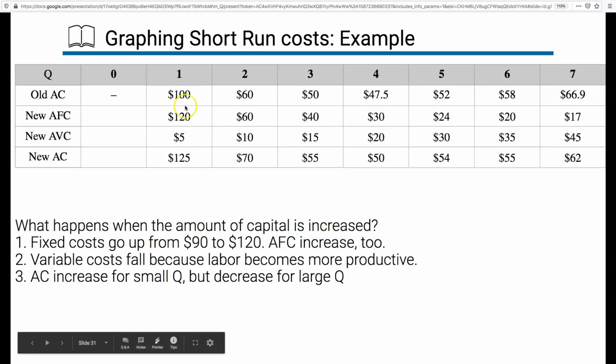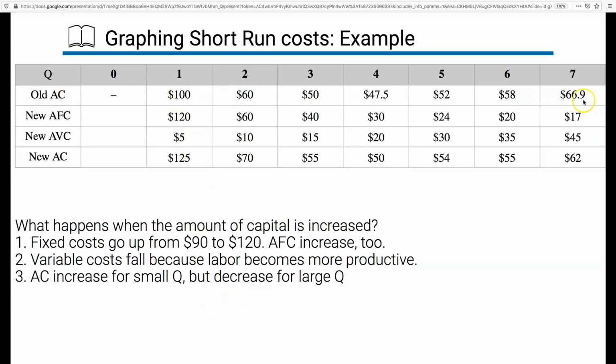So the top row in the graph is the old average costs. The second and the third rows are the new average fixed and average variable costs. The fixed costs go up, average variable costs go down, and the sum is higher all the way to q equal to 6. You can say that it's 125 larger than 100, 70 larger than 60, 55 larger than 50, and so on. And finally at 6, we get 55 versus 58.